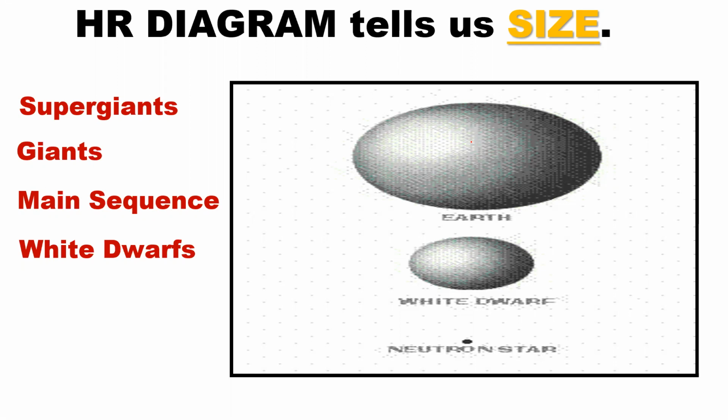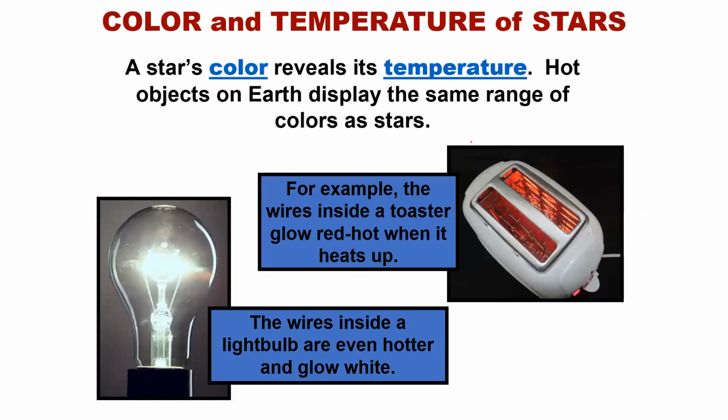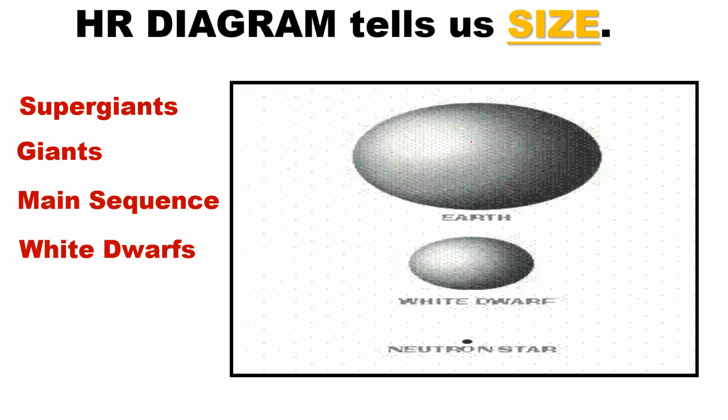Our sun can't be a supergiant because what? It doesn't have enough what? Enough mass. It's hot, but it's about the mass of it. So if you look at this, this is like the mass. So Earth is bigger than a white dwarf and a neutron star. So our sun is an average star.